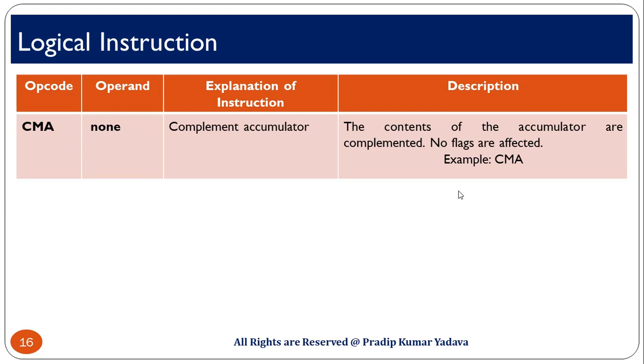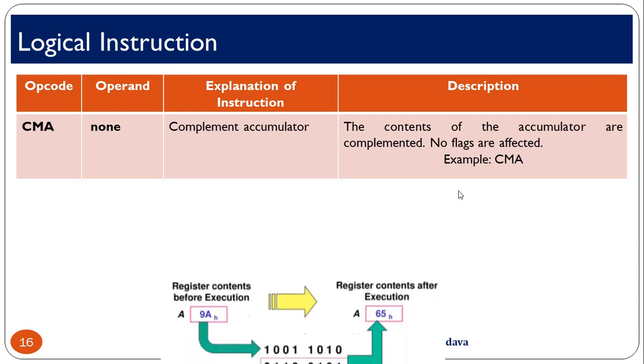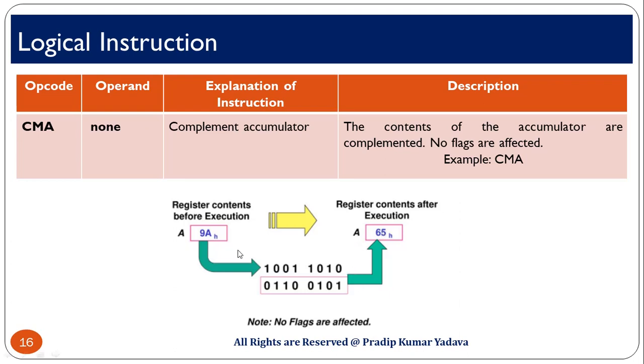Here we talk about CMA, complement accumulator, which means this instruction will complement the content of the accumulator. Whatever content is available in the accumulator will be complemented by using this instruction. Here you can see, suppose the content of the accumulator is 9A; when you perform this operation, it will be 65. What happens? 0 will be converted to 1, and 1 will be converted to 0. Basically this is complement. Also, you can say this is an example of a NOT gate.